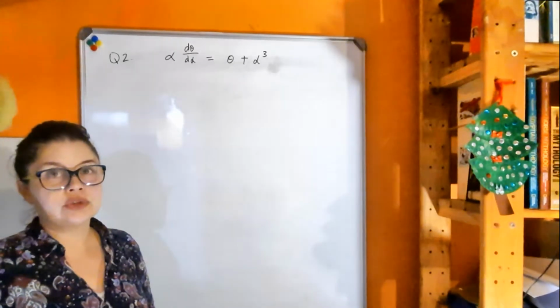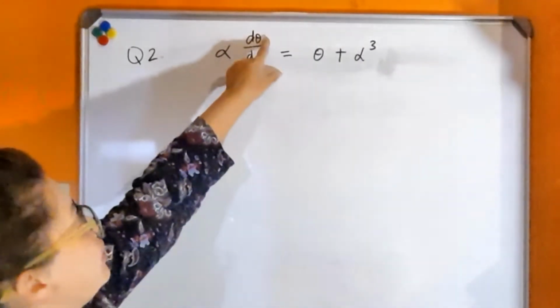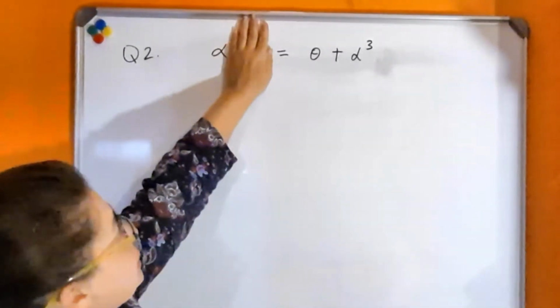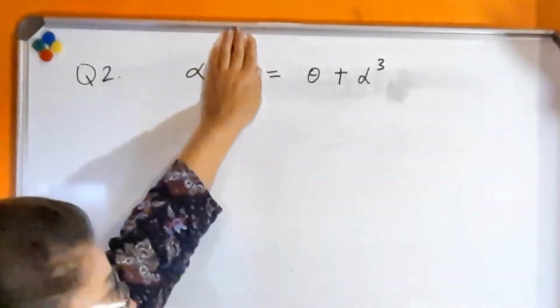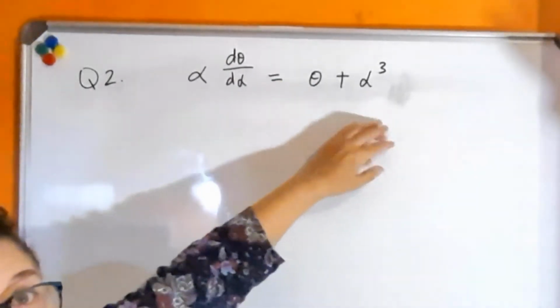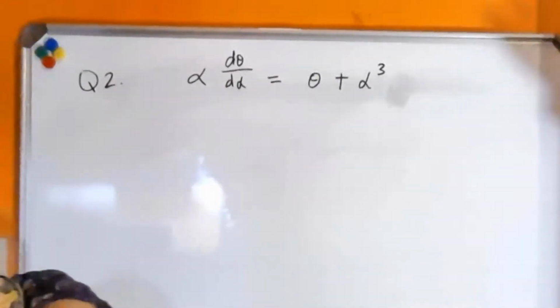Let's have a look at question 2. So your dependent variable in question 2 is theta. The independent variable is alpha. If you cover up the derivative and you look at the rest of the equation, you have a mixture of dependent and independent. You have 1, 2, 3 terms, and in this case you can't change these to 2, so it's not going to be separable.